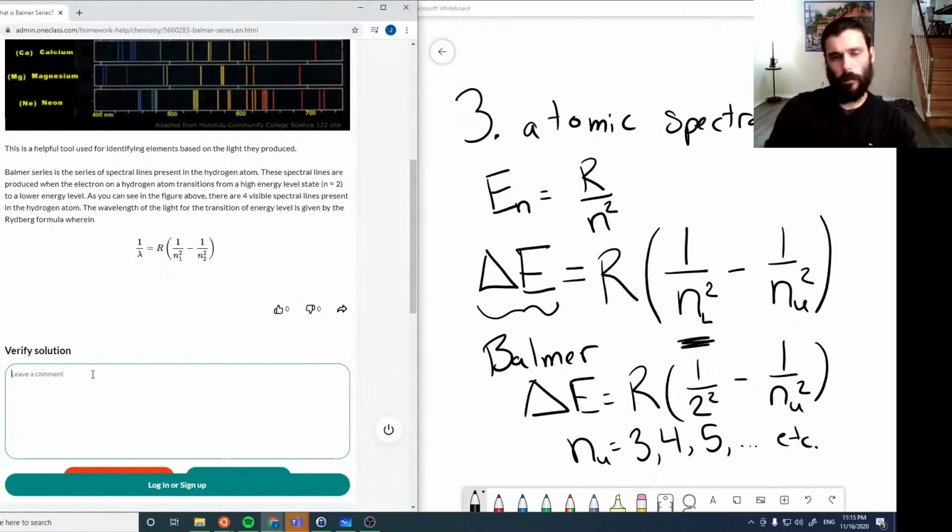So I would say the Balmer series are all hydrogen transitions from a higher energy level to the n equals 2 state. Right. But other than that, it's correct.